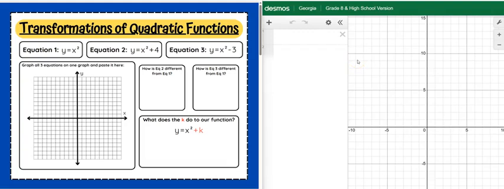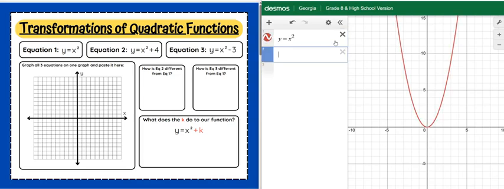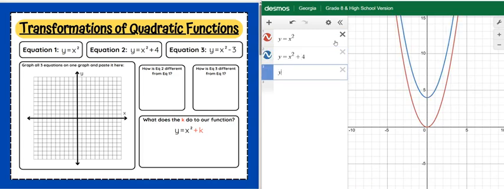All right, so we're going to do an interactive lesson today looking at transformations of quadratic functions. So I'm going to use the Desmos calculator. That's why it's opened over here on the right. I'm going to graph these three equations all on the same coordinate plane. So I've got y equals x squared, y equals x squared plus 4, and y equals x squared minus 3.